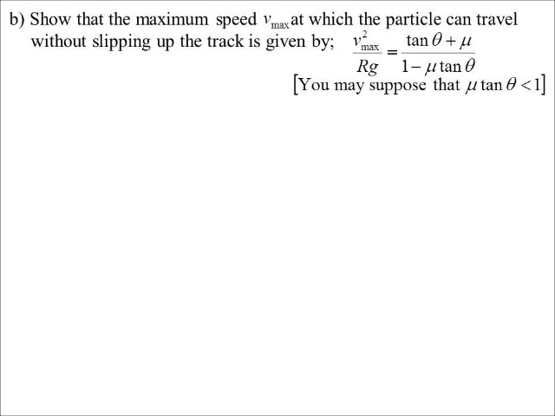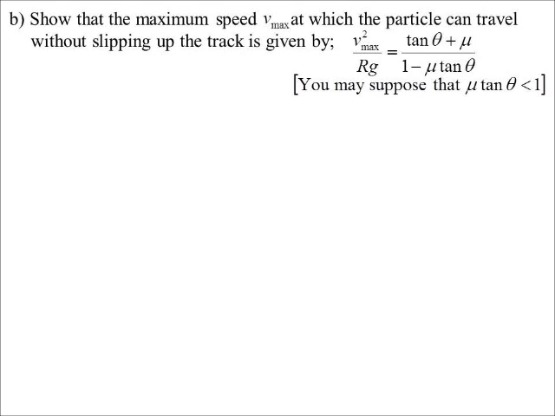Well, no, because look at it. If it was greater than 1, then the bottom of this fraction would become negative. Well, v squared on Rg, how's it going to be negative? Can't be. So it's okay. We're allowed to suppose that mu tan theta would be less than 1.